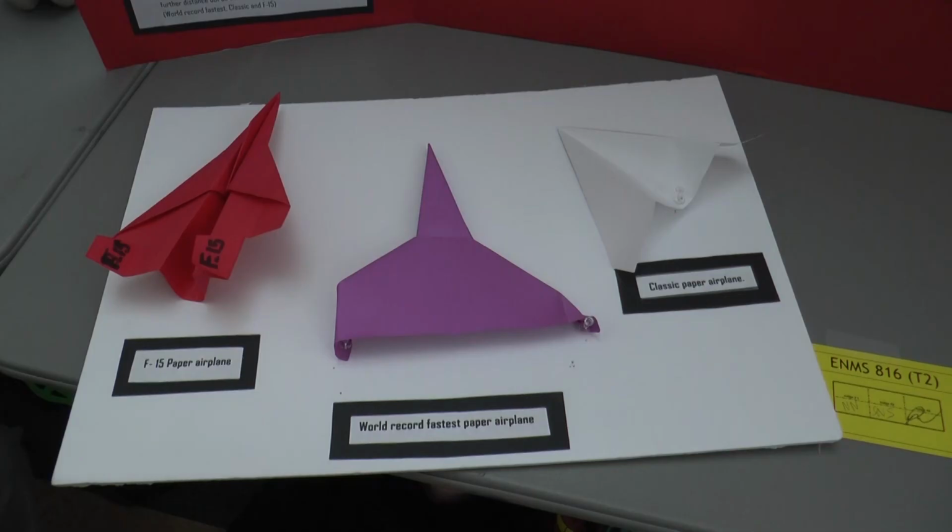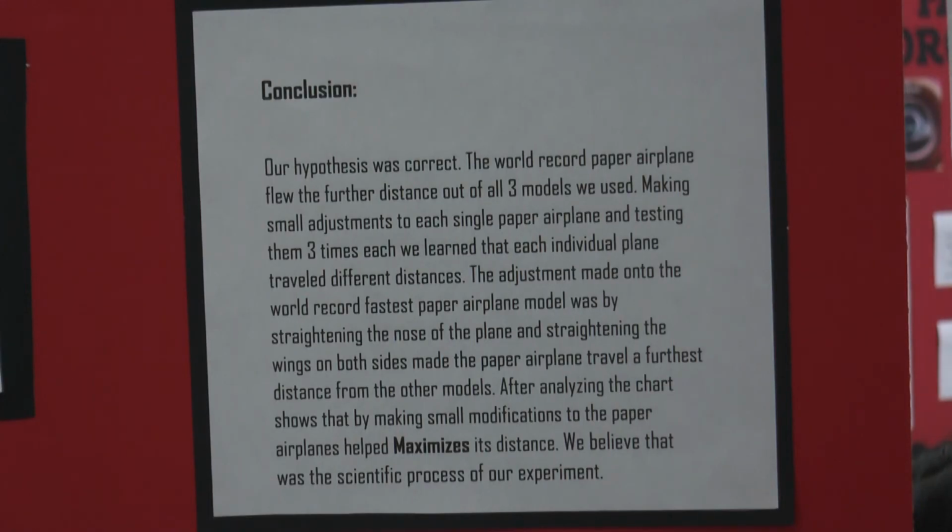Making small adjustments to each single paper airplane and testing them 3 times each, we learned that each individual plane traveled different distances. The adjustment made onto the world record fastest paper airplane model was by straightening the nose of the plane and straightening the wings on both sides, which made the paper airplane travel a further distance than the other models. After analyzing the chart, it shows that making small modifications to the paper airplane helped maximize its distance. We believe that was the scientific method of our experiment.